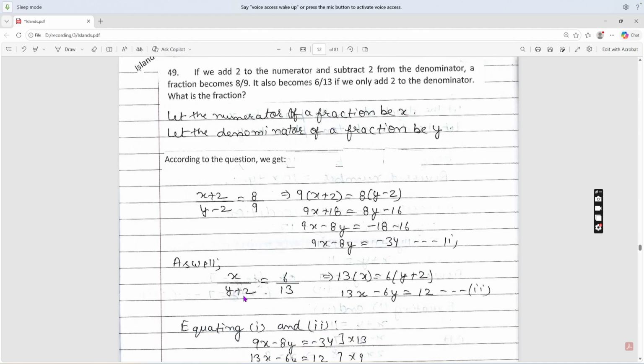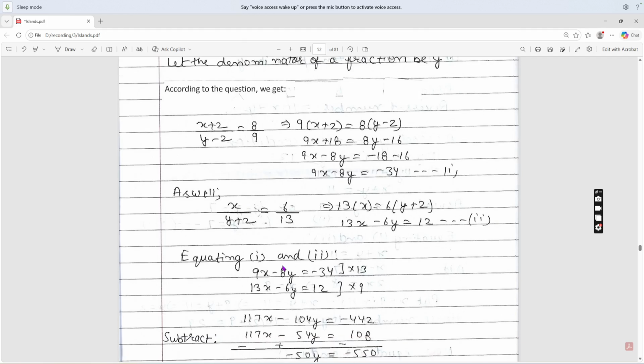Why is it y plus 2? Because it is clearly mentioned that 2 is added to the denominator. So we are getting x upon (y plus 2), which is equal to 6 upon 13, which is given in the question. Now we are going to make the cross multiplication. 13 into x is equal to 6 into (y plus 2), that is 6y plus 12. So ultimately we are getting 13x minus 6y is equal to 12.